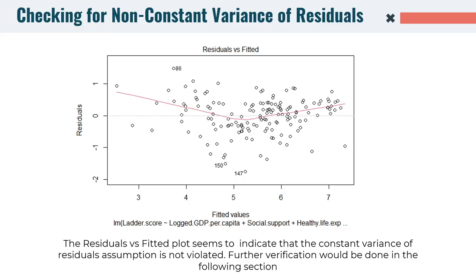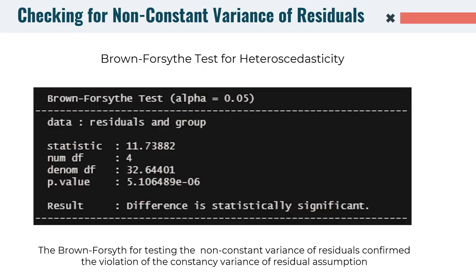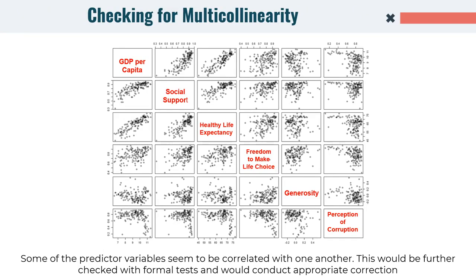From the plot, it appears that the assumption is not violated. However, the Brown-Forsythe test, which is a formal test for the heteroscedasticity or the non-constant variance, shows that the assumption of constant variance is violated. A scatter plot was used for checking the presence of multicollinearity in the predictor variables. From the plot, it seems that some of the predictor variables are correlated. This would be further verified in the subsequent sections.